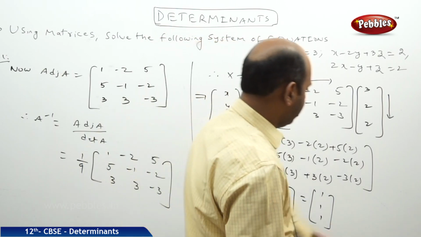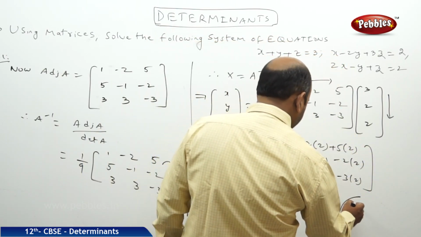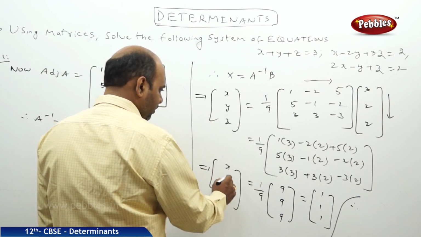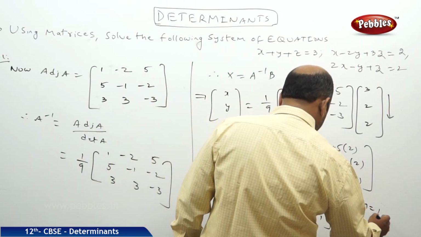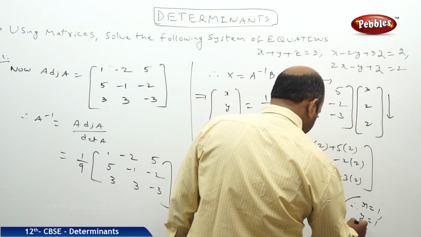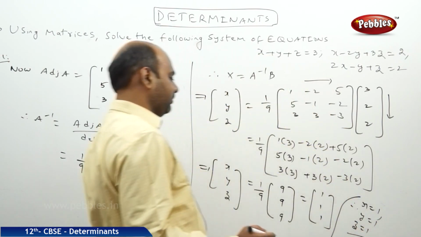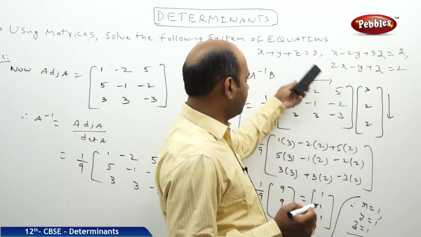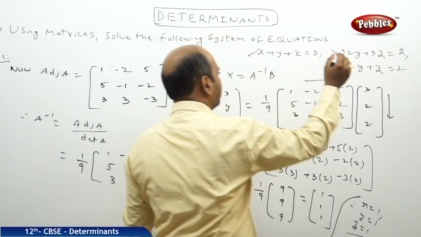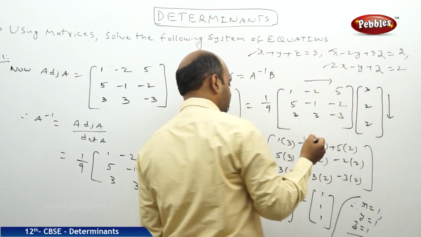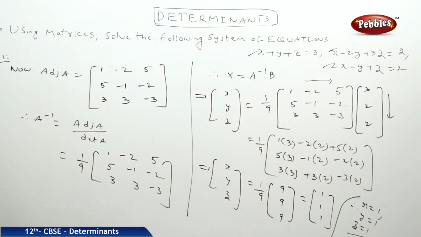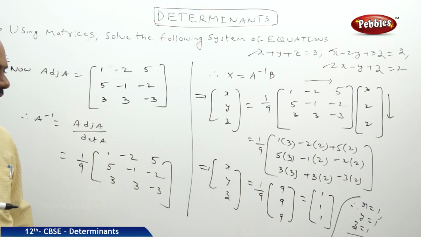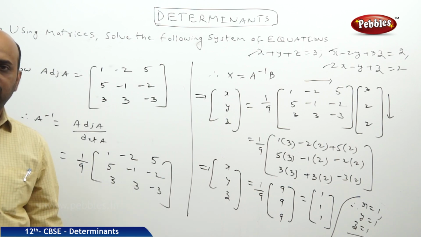Therefore, what can I conclude here? I am writing. This whole thing is nothing but X, Y, Z. So in place of x we have 1, therefore x is equal to 1 and y is equal to 1 and z is equal to 1. So definitely by substituting x equal to y equal to z equal to 1 in the given equations, this equation is getting satisfied, this equation is getting satisfied, this equation is getting satisfied. Therefore the solution to the given system of equations is x is equal to 1, y is equal to 1 and z is equal to 1.